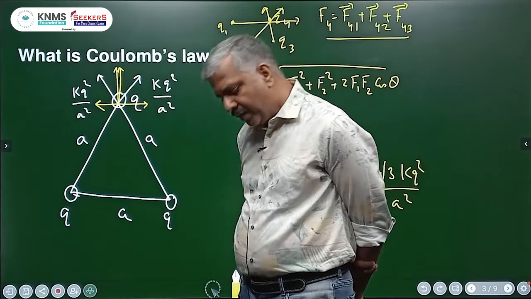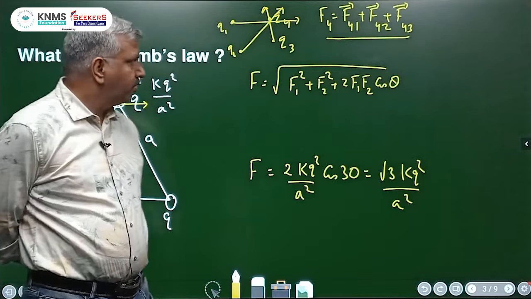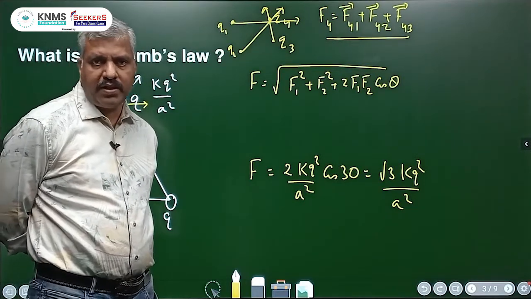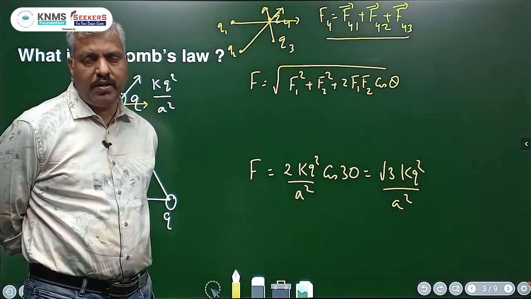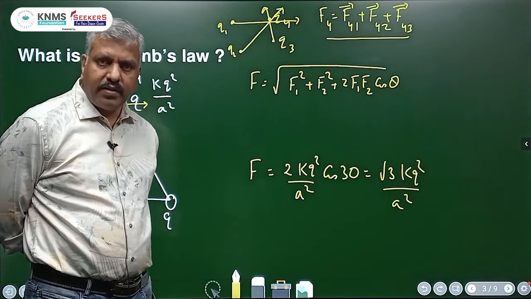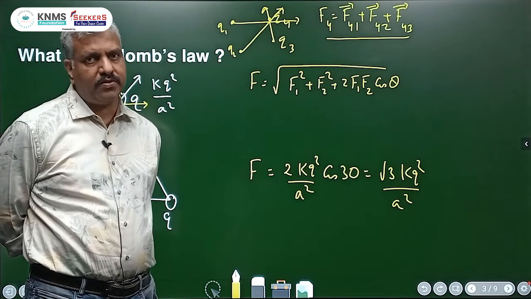Okay. Now, the same question can come as an assertion reason question also. Say for example, they'll give you the assertion: in case of multiple charges, the net force will be equal to the sum of individual forces. The reason for that is charges act independent of the presence of others.